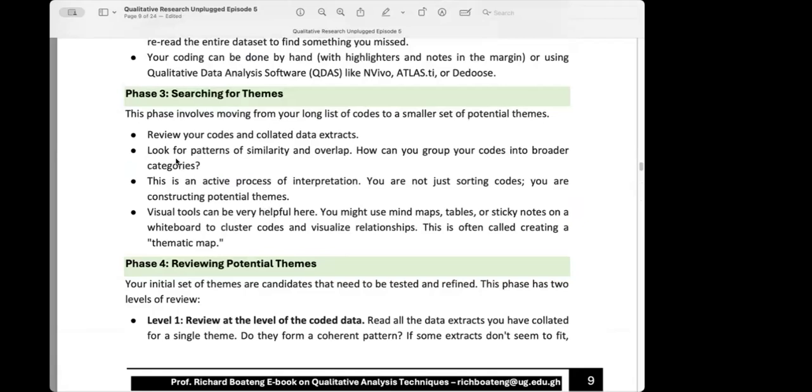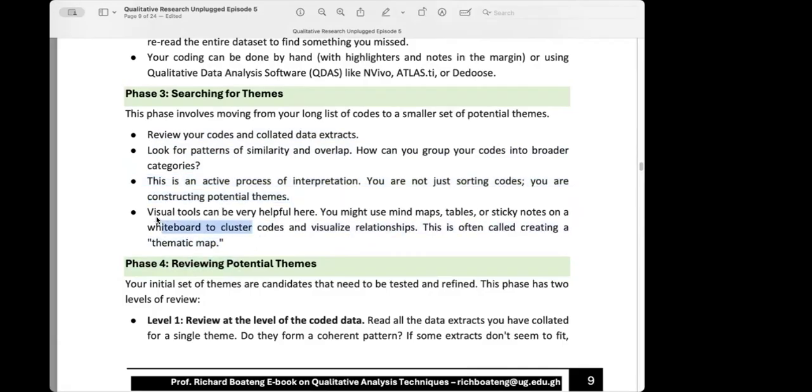Precisely. And remember, this is an active interpretive process. You're not just passively sorting codes into predefined boxes. You're actively constructing potential themes based on your interpretation of the patterns you're seeing in the data. You're making sense of the coded data and beginning to build the analytical narrative of your findings. It sounds like visualization might help here.